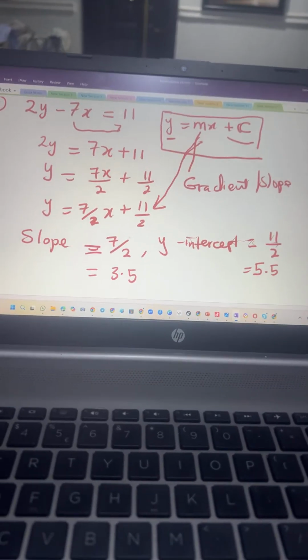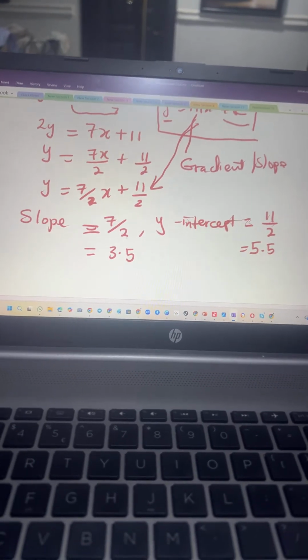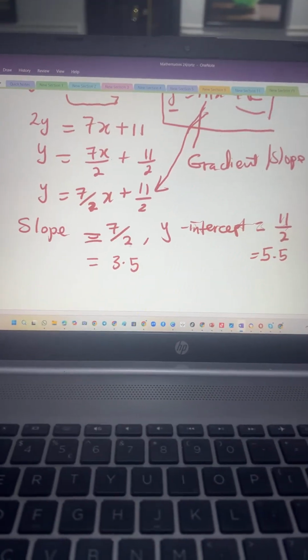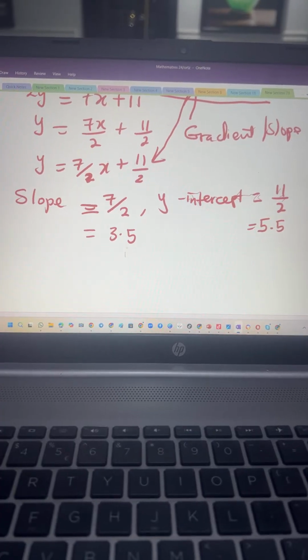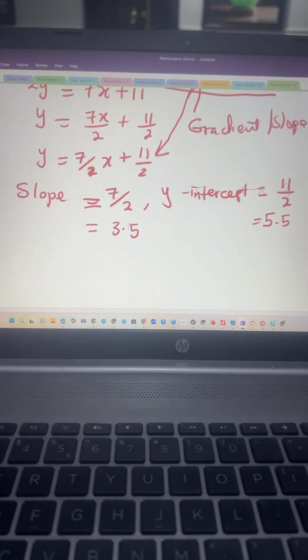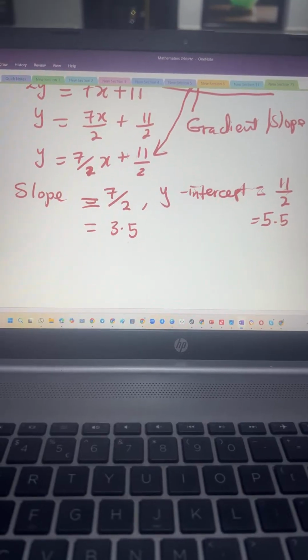Yes, sir. Good. Now let's go back to our graph, because we are looking at straight line graph. So write this down. Are you sure you write everything down? No, I haven't finished it. Okay.